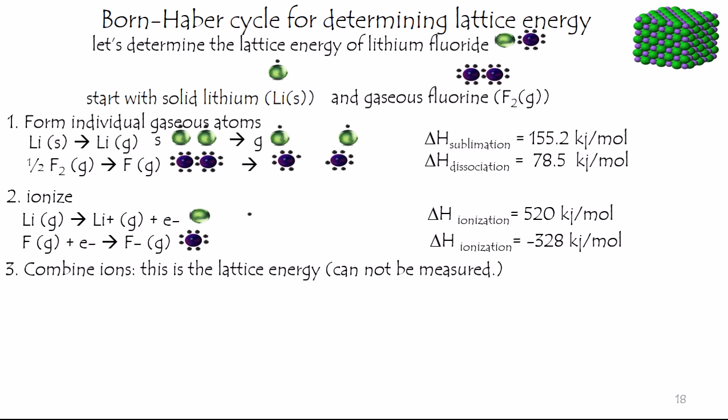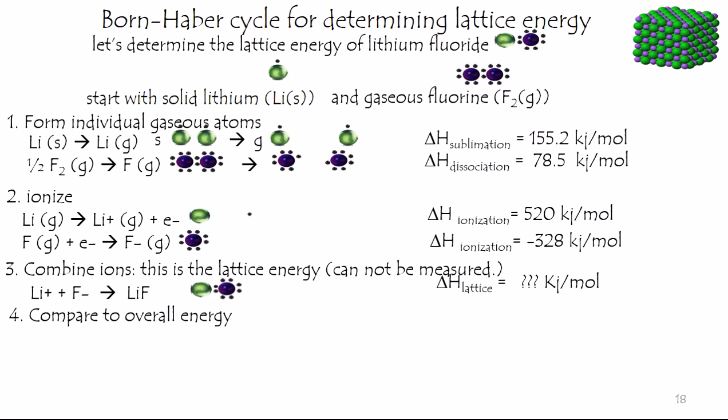Fine, let's move on. We're going to combine them now. They are in their ionic form. They will form an electrostatic attraction. And that electrostatic attraction is the lattice energy. We don't know that. Is there anything left for them to do? There they are coming together. That's going to be our lattice energy. We don't know what it is.